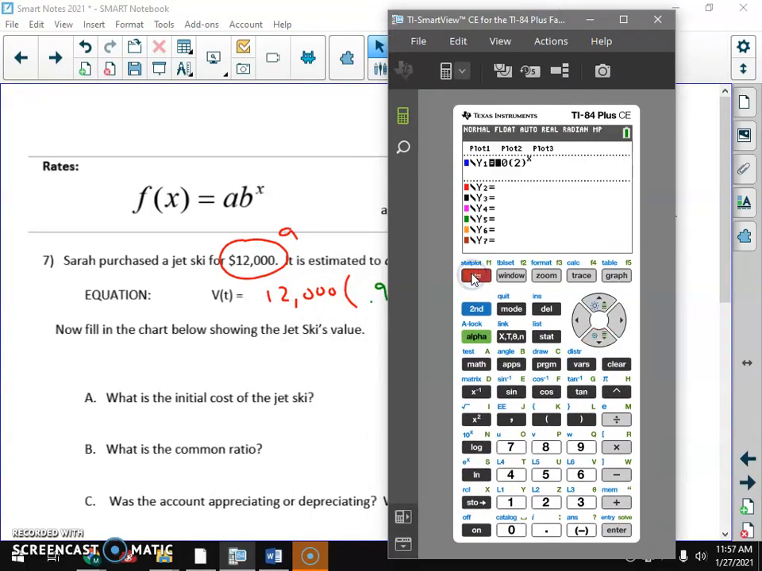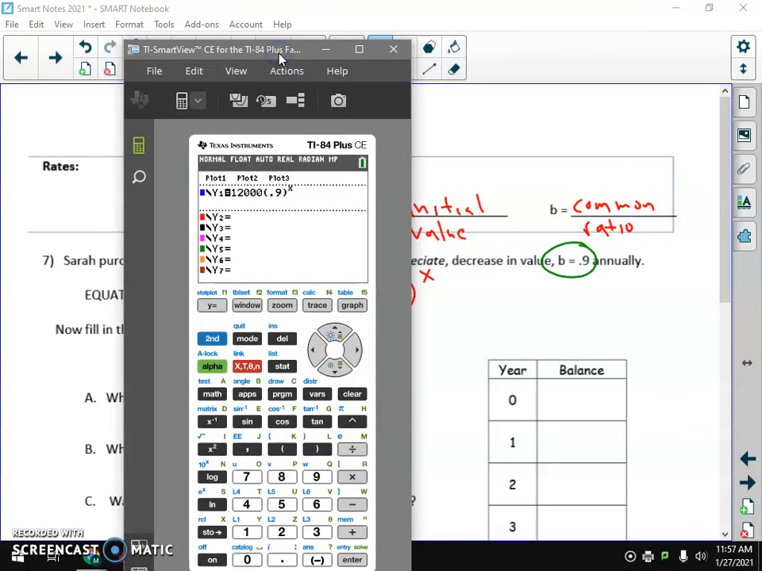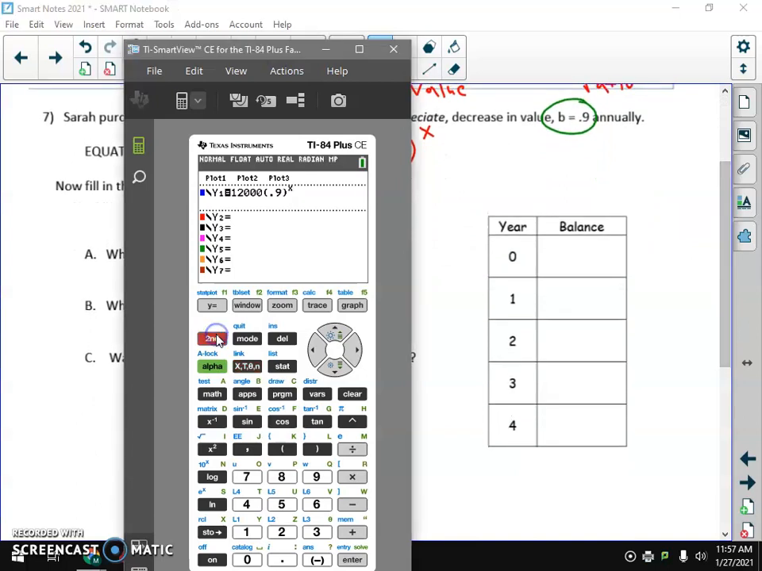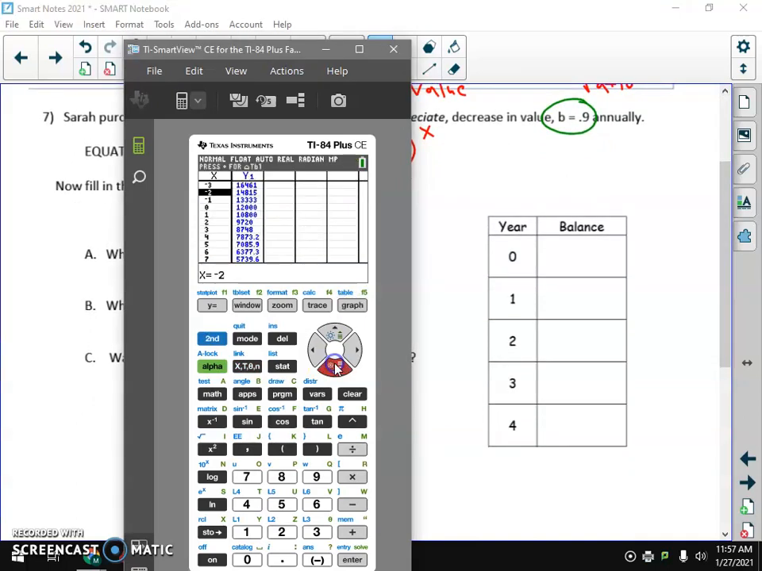Y equals, clear out the old junk. Don't put in the commas. 12, 1, 2, 3 zeros, parentheses, 0.9, parentheses, to the x. We get that J graph. Table says we're going to start at year 0 and we're going to go all the way up to year 4. Second graph, start at year 0.